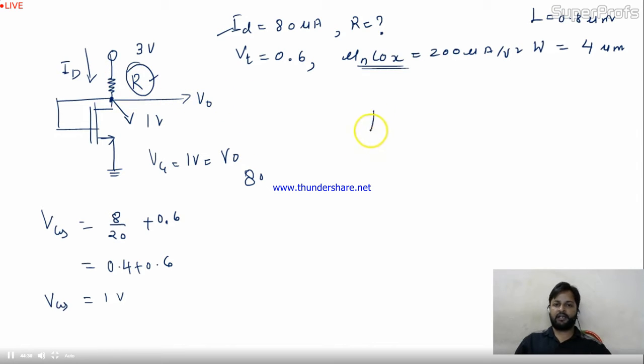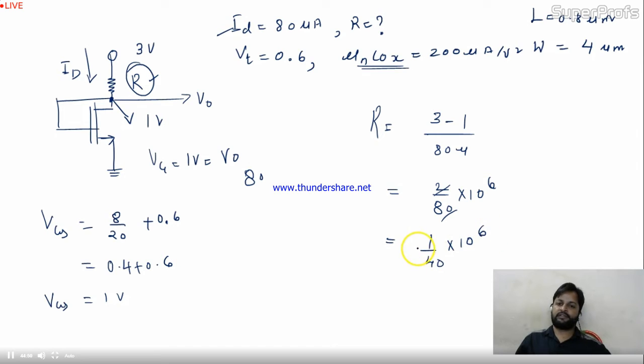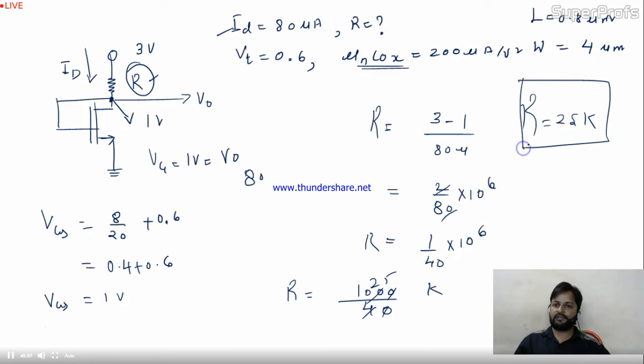Now you need to calculate R. So R is (3 minus 1) divided by ID, and ID is 80 micro. So this will be 3 minus 1, 2 by 80 into 10 to the power 6. So it will be 1 by 40 into 10 to the power 6. So this is R. So R is, let's take it 1000 K divided by 40. So this will be 25. So R is 25 K, your answer. Is it clear to you? Let's come to the next problem.